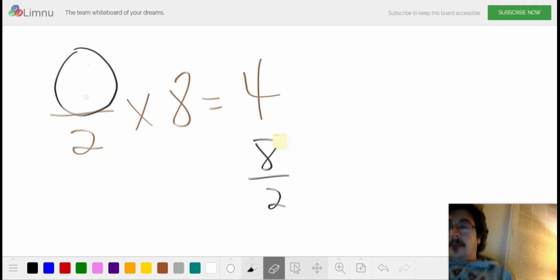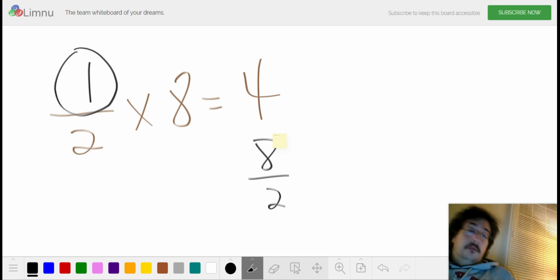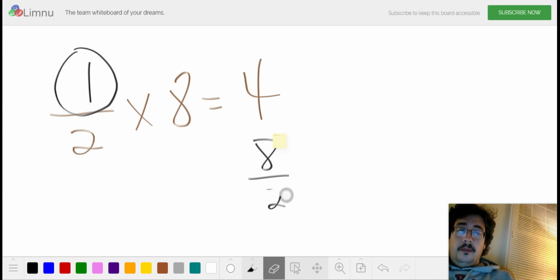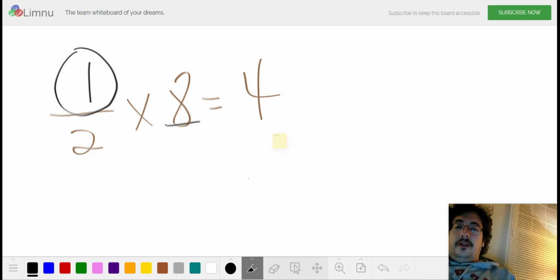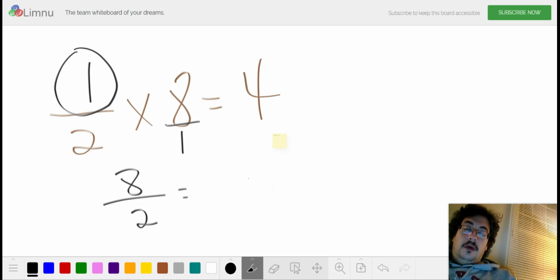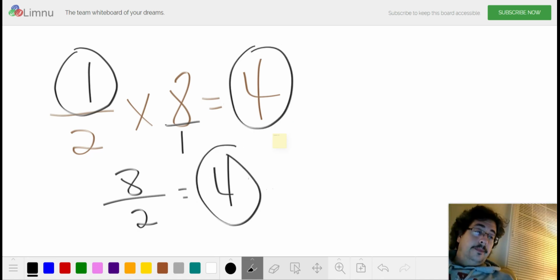So let's put a 1 up here and try our problem out, see what happens. So if I multiply this out, I'm going to get 8 times 1, which is 8. I'm going to multiply 2 times 1, which is 2. And 8 divided by 2 gives me the 4 I'm looking for. No pun intended. So my mystery number was 1.